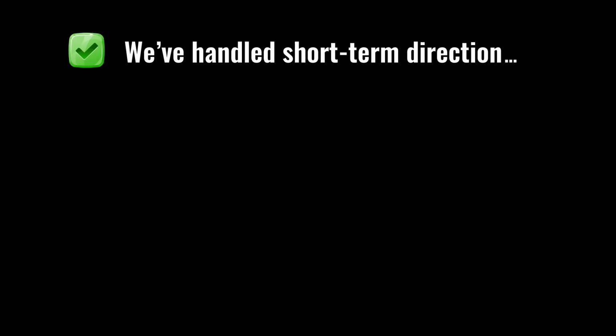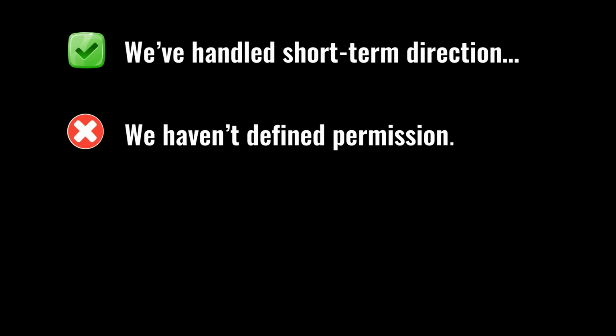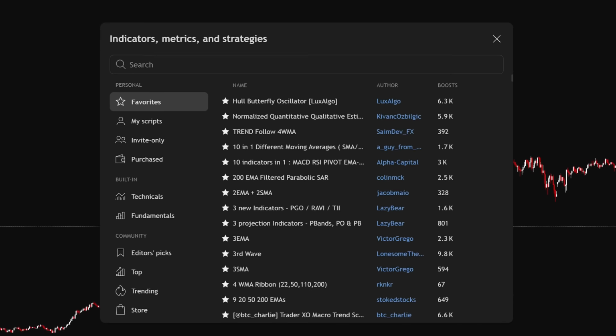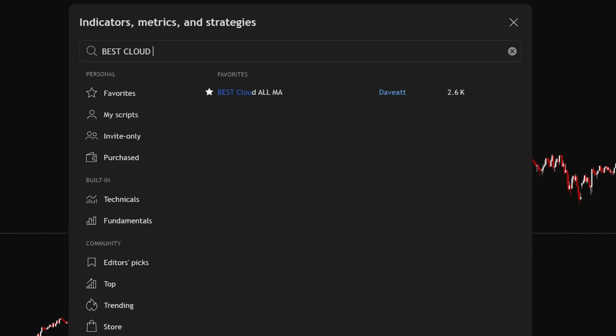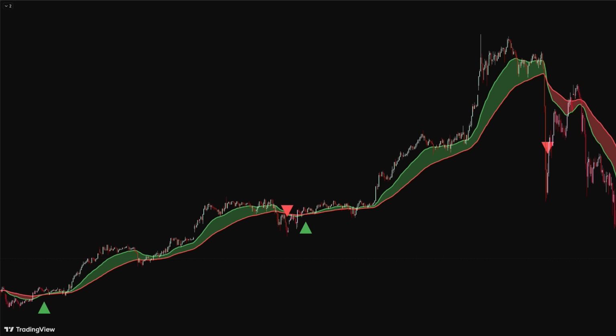Now, this still leaves one problem. We've handled short-term direction, but we haven't defined permission. That's where most traders break their own rules. The second tool is called Biscalado Limit. I don't use it for signals. I don't use it for entries. I use it to answer one question only. Am I allowed to look for buys or sells?